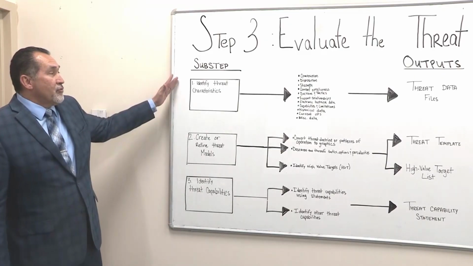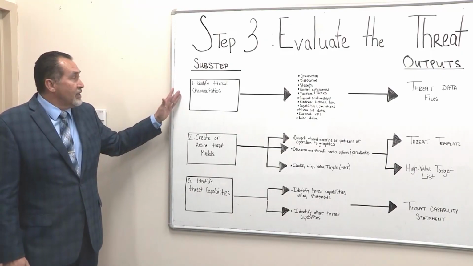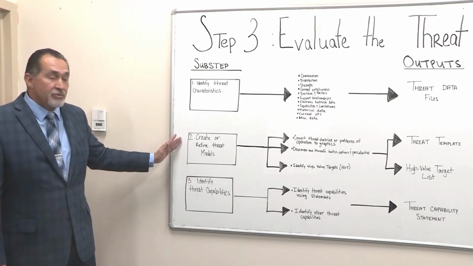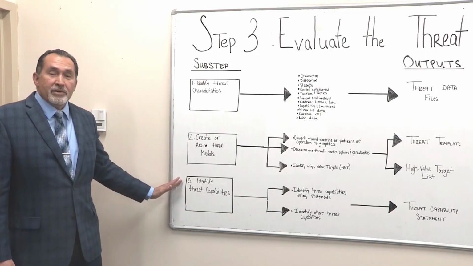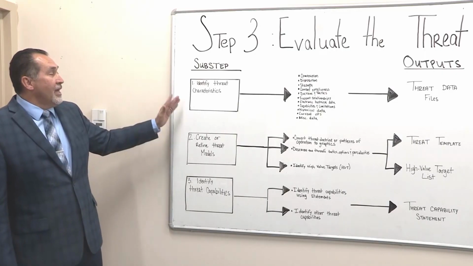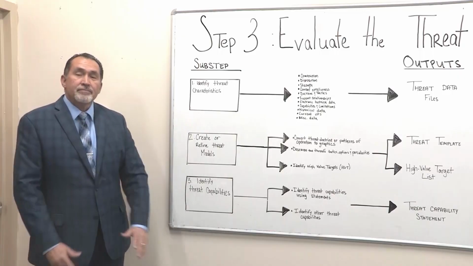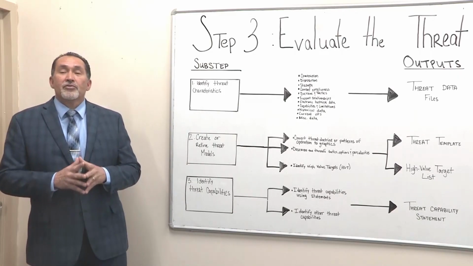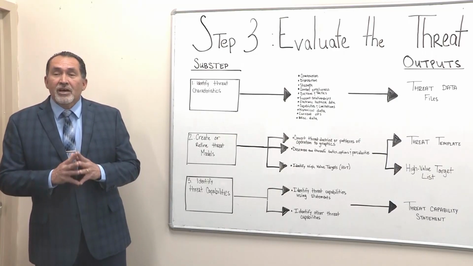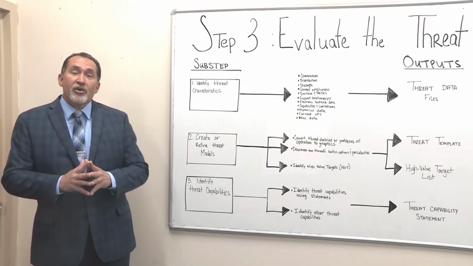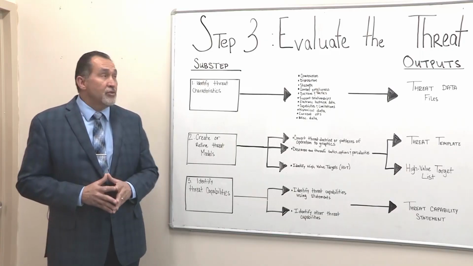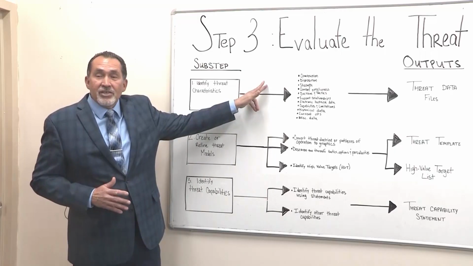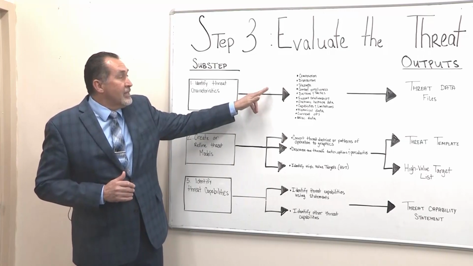Step 3, evaluate the threat, includes 3 sub-steps: identify threat characteristics, create or refine threat models, and identify the threat capabilities. Substep number 1, identify the threat characteristics. A commander's understanding of the threat is based upon the research and analysis of the threat characteristics. There are 11 threat characteristics to include composition. Composition is the identification and the organization of the threat.